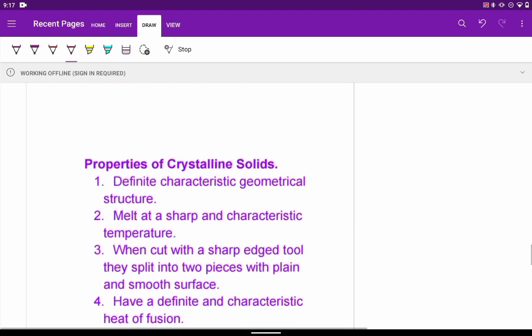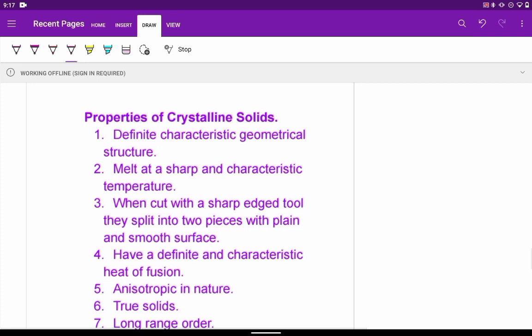Now we will go through the properties of crystalline solid. The crystalline solids have a definite characteristic geometrical structure, as we have seen. They have a particular definite ordered geometrical structure. They melt at a sharp and characteristic temperature. They have a sharp melting point because all the particles are at the same distance from the same number of neighboring particles and the same type of neighboring particles.